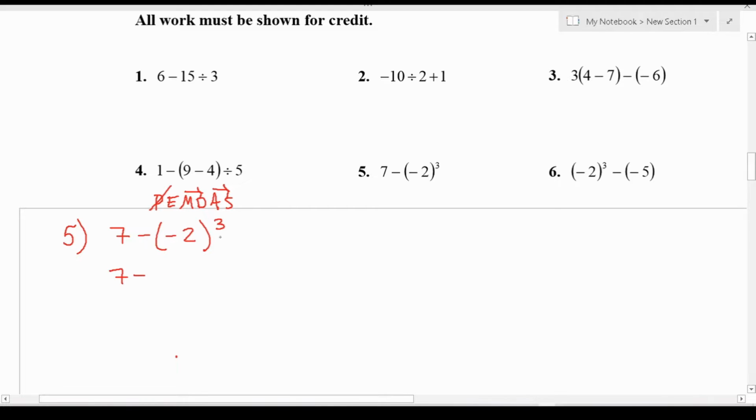Now we have negative 2 to the third power, which is the same as negative 2 times negative 2 times negative 2. This is going to be negative 2 times negative 2. That's going to be positive 4. Positive 4 times negative 2 is going to be negative 8. So this is going to become 7 minus negative 8. All right, so we did our exponents.